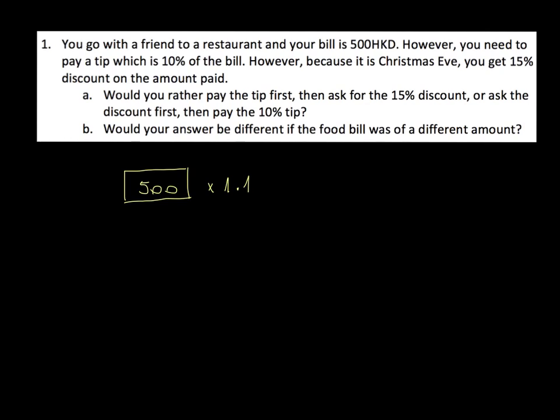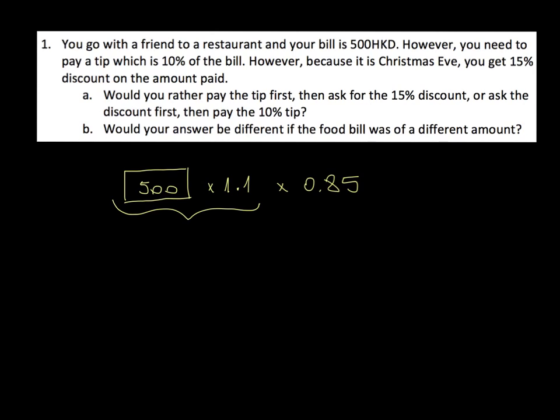Now, this is when you pay the tip first. But now you get a 15% discount. If you get a 15% discount off this, your multiplier is 0.85, because you end up with 85% of the amount paid. So this is what you pay at the restaurant for the food.